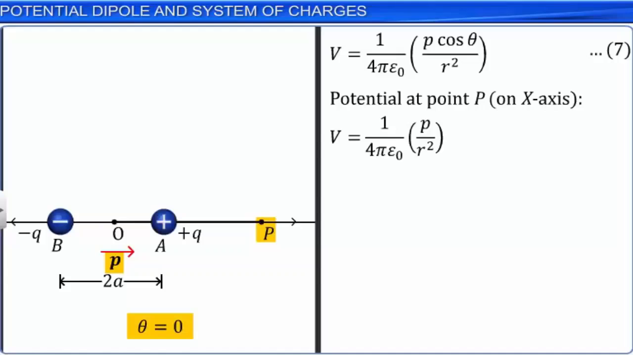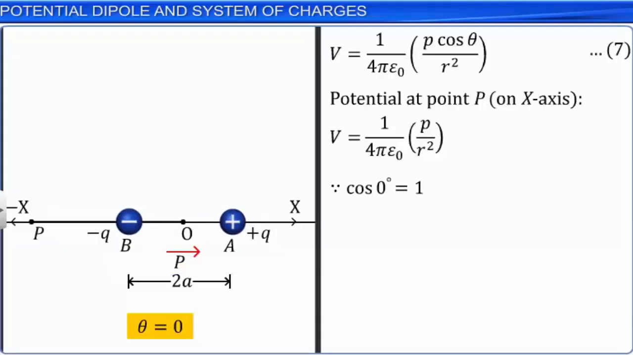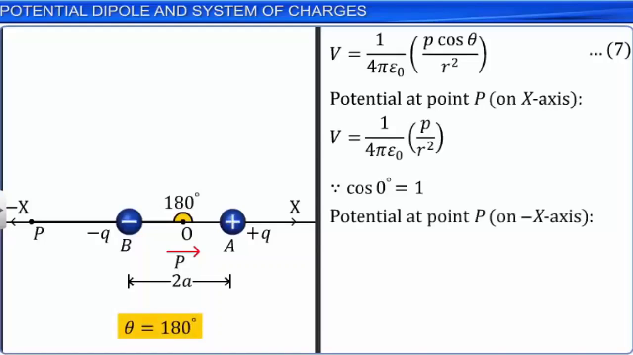If point P is on the negative x-axis, then the angle between the position vector of P and the dipole moment of the dipole is 180 degrees. The potential at P due to the dipole, V, is equal to minus 1 by 4 pi epsilon naught into p by r squared, as the cosine of 180 degrees is minus 1.